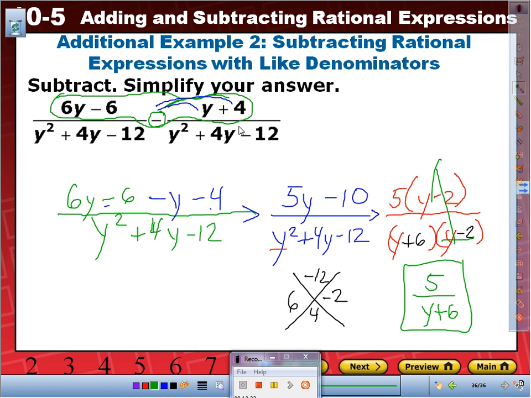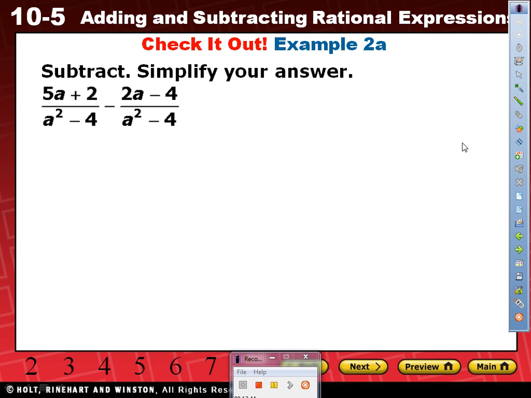Okay? To another one. Example 2a, I believe. 5a plus 2 over a squared minus 4 minus 2a minus 4 over a squared minus 4. See if you can do that one by yourself. Go.